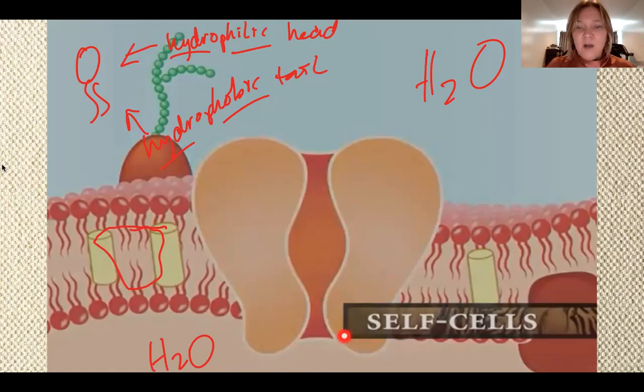Then you have these proteins. You've got proteins that go all the way through that can act as channels, and you have some proteins that are only on the inside or on the outside. Again, I'm going to be talking about this in a later video.